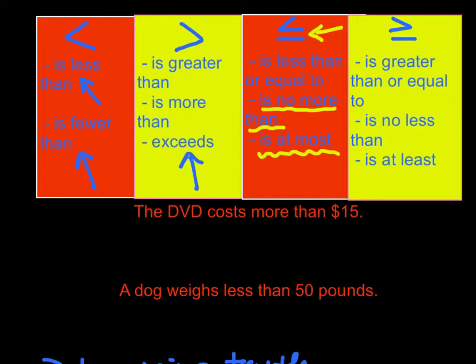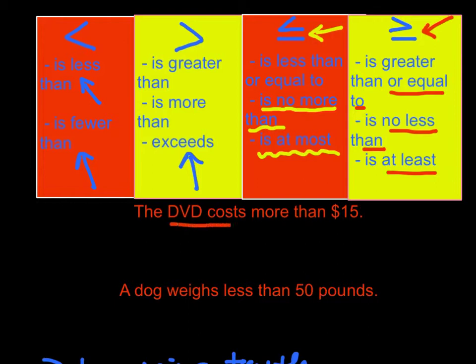The next one is the greater than or equal to, and you can see that there is a little line underneath showing the equality of it. So it could be equal to a statement, but it could also be more than that. So key phrases are greater than or equal to, no less than, or at least. So those are some of our key phrases. Let's now make a couple of inequalities. That's what we're going to be doing for the first part of this section.